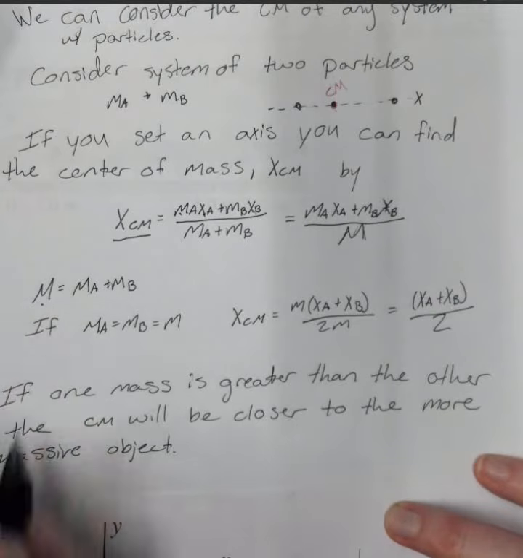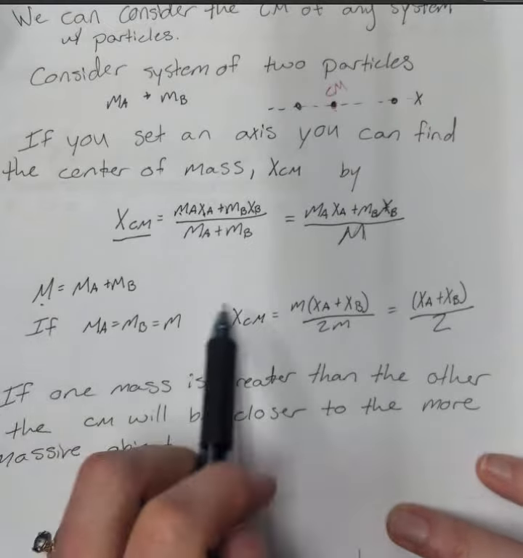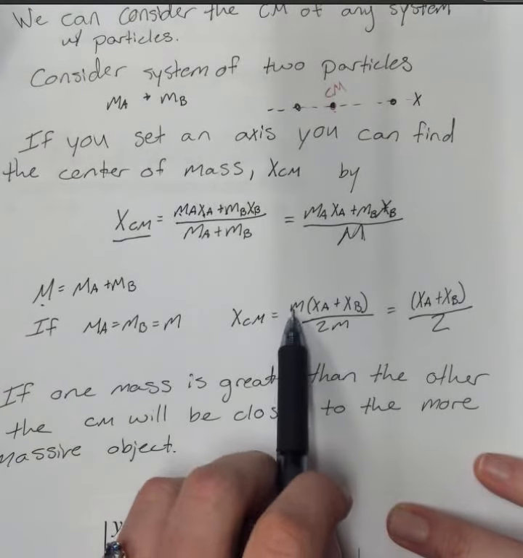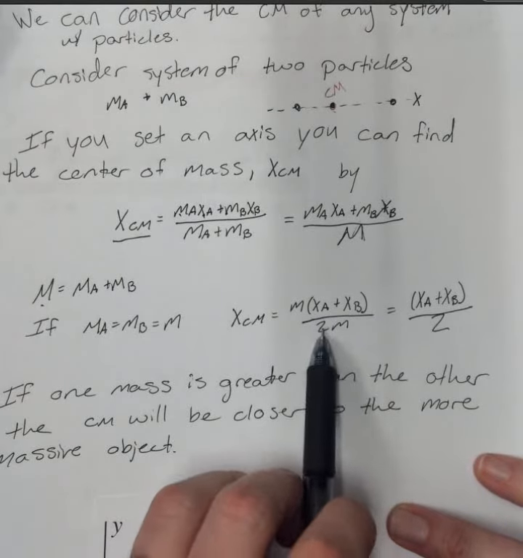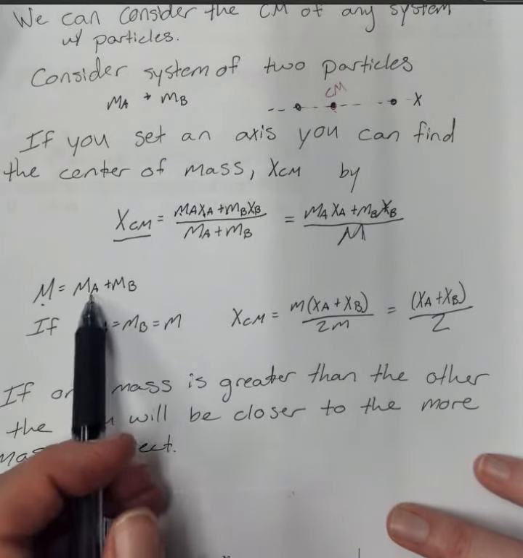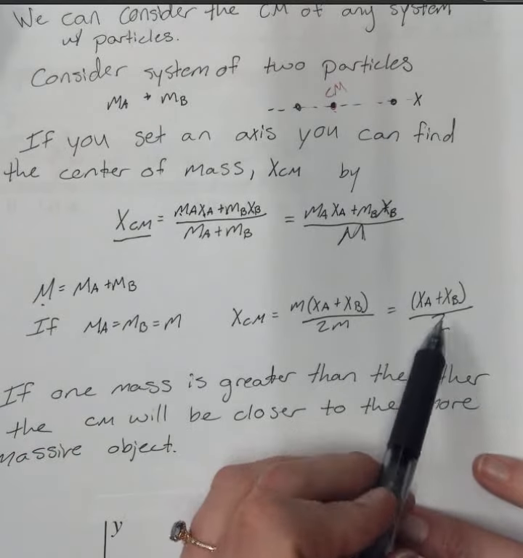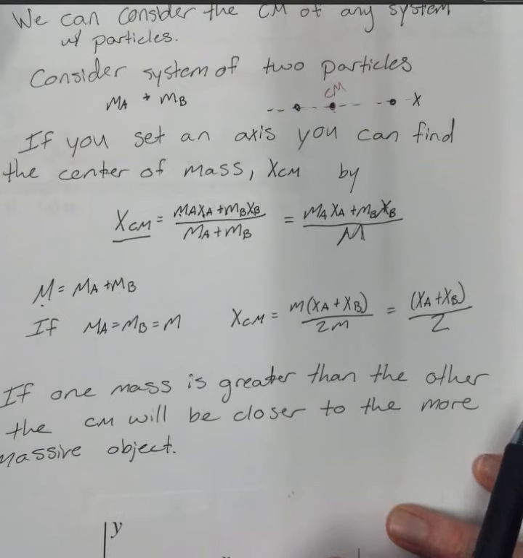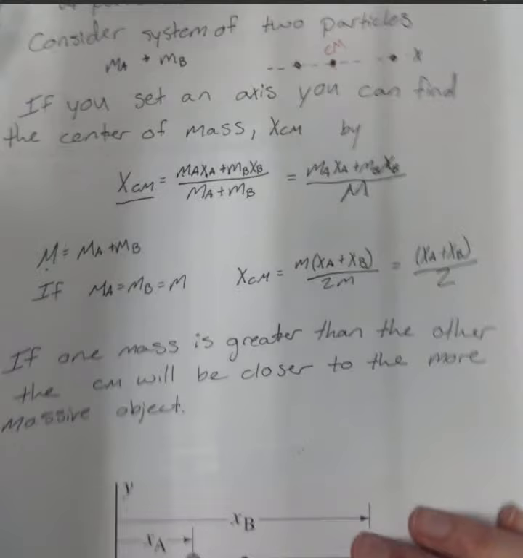Here's a neat thing. If the mass of object A and B are equal, then we would set the center of mass equal to M times the sum of the displacements of A and B, divided by 2M. In other words, for a system where the 2 objects have the exact same mass, the center of mass between them is going to be exactly halfway between the 2 objects. If one mass is greater than the other, the center of mass is always going to be closer to the more massive object. So here's an example looking at center of mass.